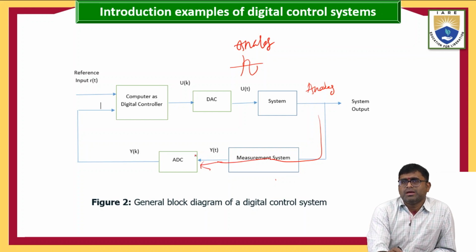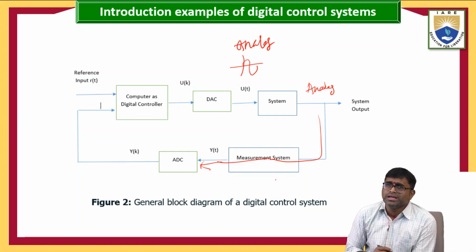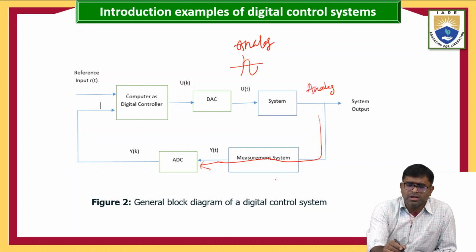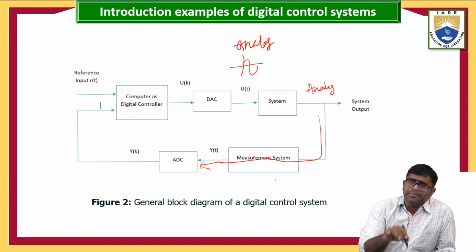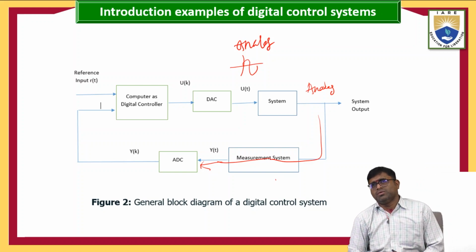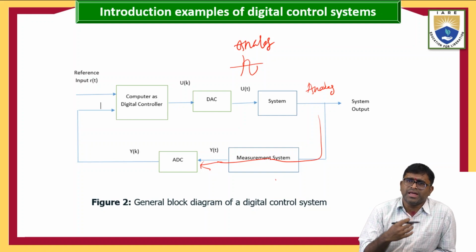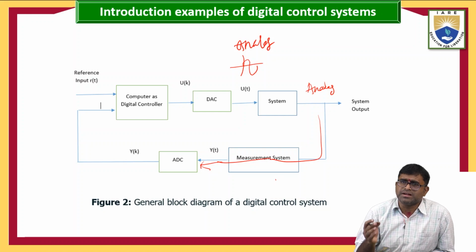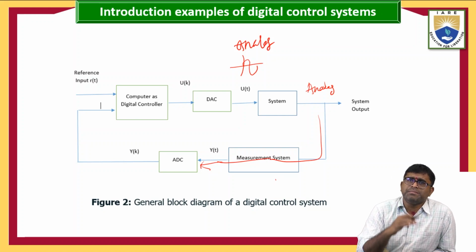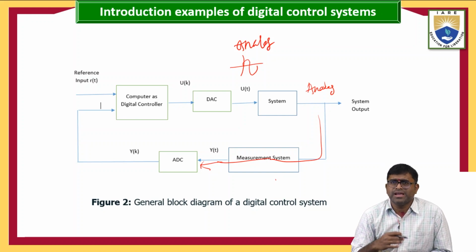Now I am using a digital control system. In the digital control system, at the controller block, I am using a digital controller, which is a computer. Compare this with the linear control system. In the linear control system, the system is controlled with a controller, whereas in the digital control system, the system is controlled with a control parameter. That control parameter is the digital controller, which is a computer.